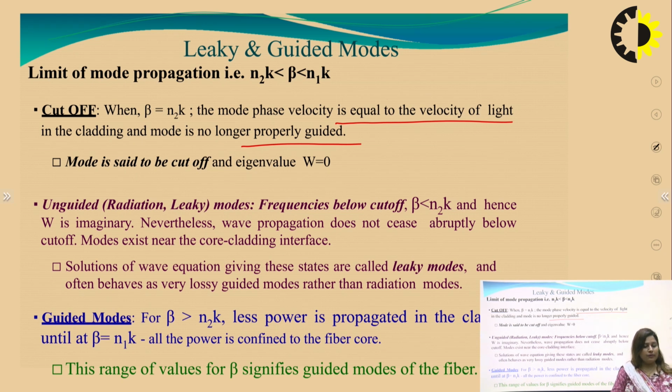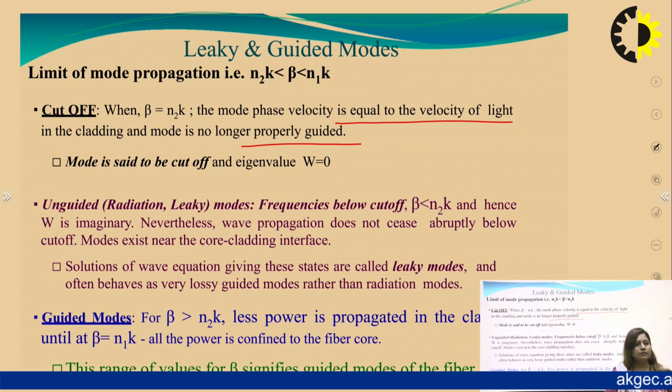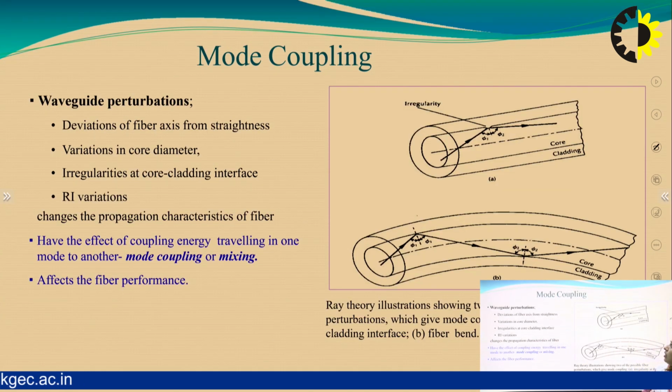So, whenever the propagation constant is similar to Kn2, the mode is said to be cutoff, or you can say it is an unguided mode. Similarly, when beta is less than Kn2, it is also an unguided mode. When beta is greater than Kn2 and less than Kn1, in that case only the modes will be properly guided inside the fiber. So now we have mode coupling.